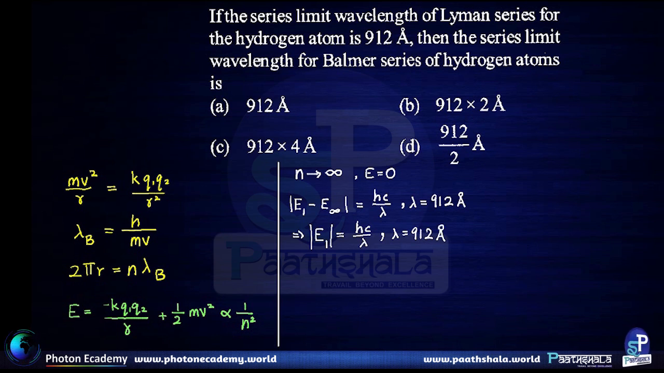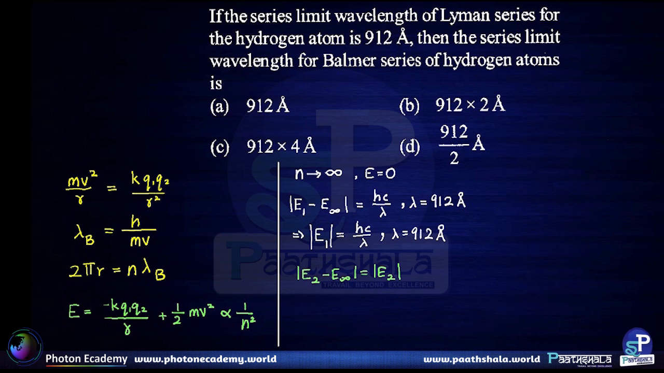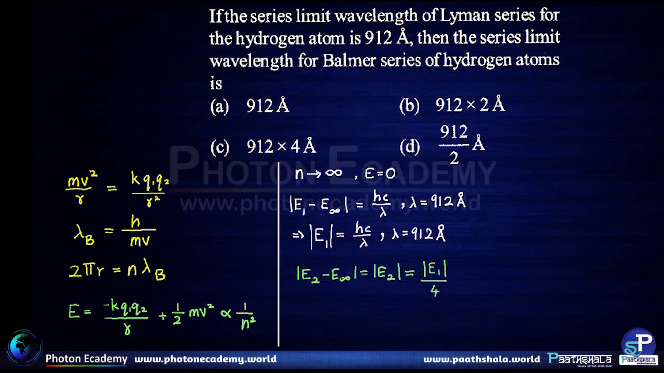Similarly, the series limit wavelength for Balmer series would also be equal to E2 minus E infinity, but since E infinity is 0, this would simply be E2. Now we are given that the energy is proportional to 1 by n square. So if E1 has some energy, the energy of E2 would be 1/4 of that. Therefore, this would be equal to E1 by 4, or hc by 4 lambda.